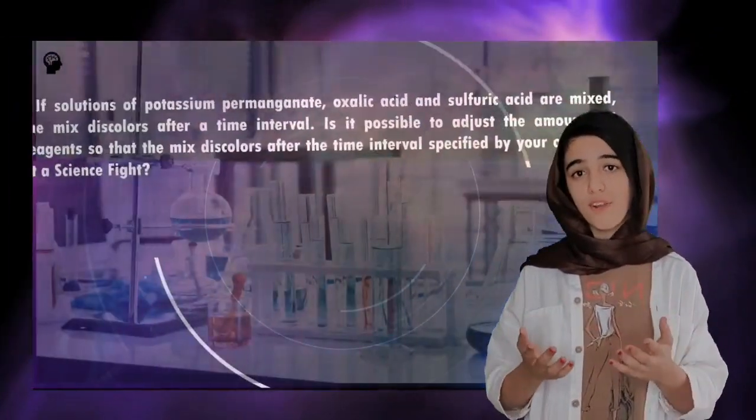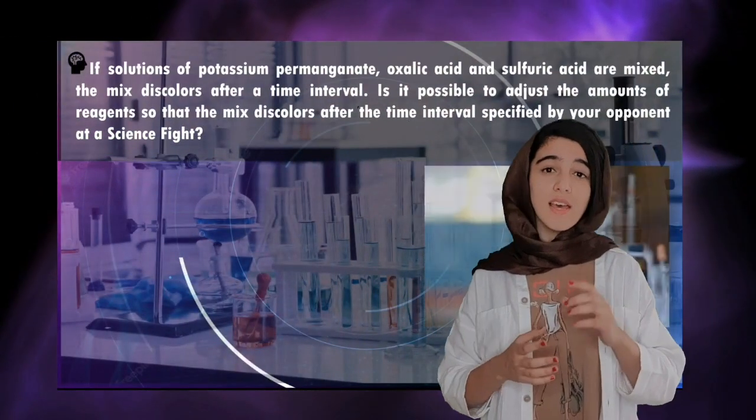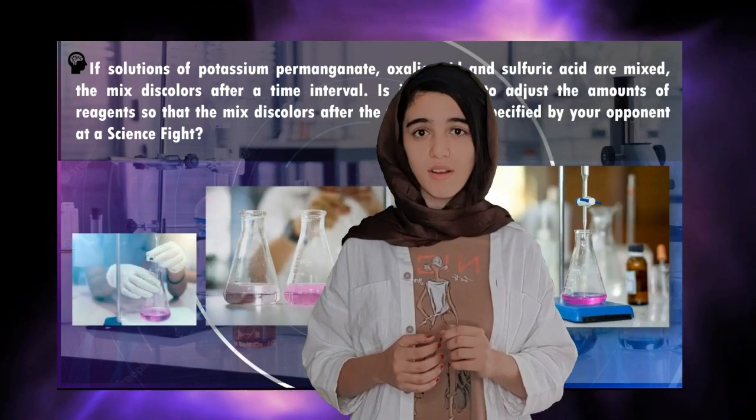The question that our problem told us is: if solutions of potassium permanganate, sulfuric acid and oxalic acid are mixed, the mix discolors after a time interval. Is it possible to adjust the amounts of the materials so that the time interval after which the mix discolors is specified by your opponent in the science fight?